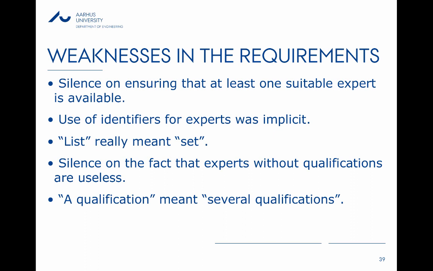So if we look at the weaknesses of the requirements, there has been silence about at least one suitable expert being available. That was the major flaw that we detected here. And then we have used identifiers for experts. That was implicit. We didn't need to do it, but we have done it because it makes it more clear what we're having. There was a use of list where really it should be an unordered collection. And then there was silence that experts without qualifications are useless. There was nothing written about that. And then a qualification essentially meant several qualifications. So these are the weaknesses that were spotted going through this process.